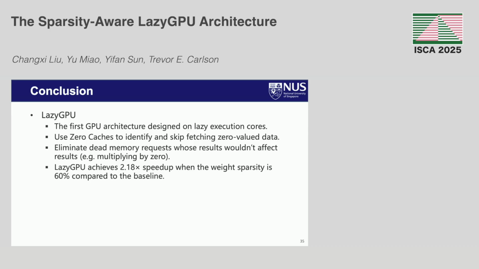So this is the conclusion. This is the first GPU architecture designed on lazy execution core. We also use a zero cache to identify and skip fetching the zero values, and we also eliminate dead memory requests whose values have no effect on the final results, like multiplying with 0. And we get a very high speedup when there is sparsity, and even without sparsity.